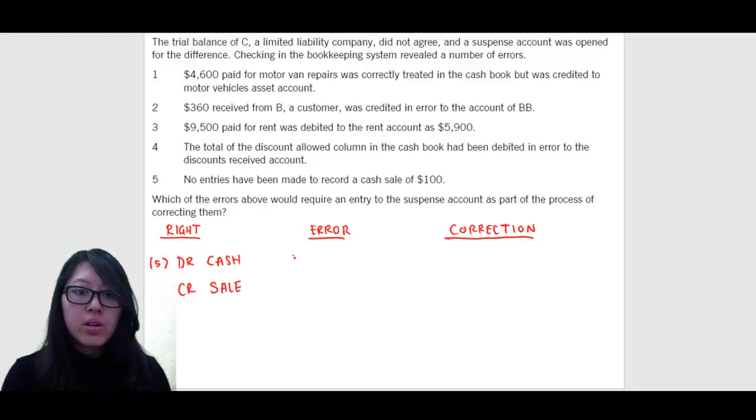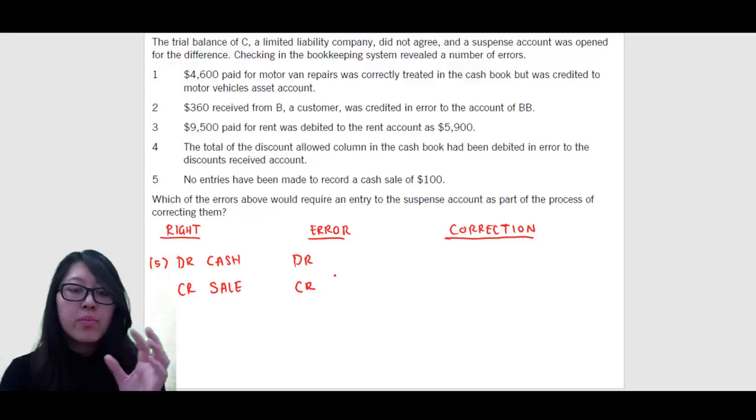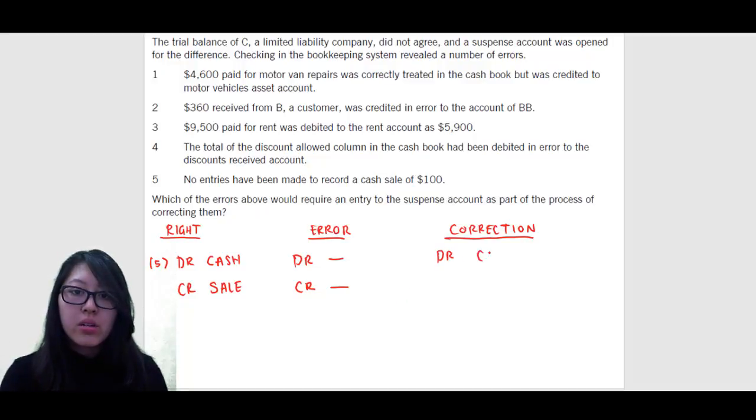But the error was no entries have been made to record it at all. If it had missing the debit, they would have said maybe you didn't update the cash account or the cash book. So this would be empty. There is no input. So because of that, it's quite simple. All we need to do is do what we were supposed to do. So debit the cash account by $100 and then credit the sales account by $100.